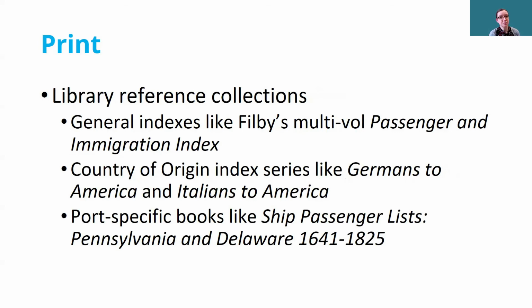There's also a lot of print resources to help you when you are looking for immigration info. We have a number at the library. Some are very broad general indexes, like the multi-volume Passenger and Immigration Index. But sometimes there are book series that are specific to country of origin, so a series like Germans to America or Italians to America. Or there will be port-specific books. So for example, I have a number of books here at the library, like Ship Passenger Lists, Pennsylvania and Delaware, 1641 to 1825, in which the compiler has attempted to collect and index all of these early scattered piecemeal passenger lists in those early eras.